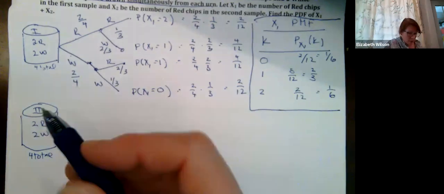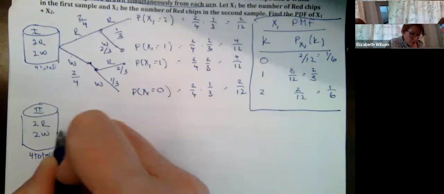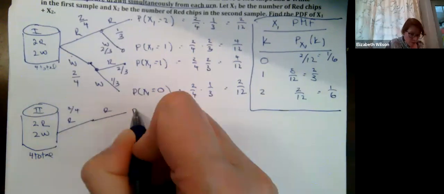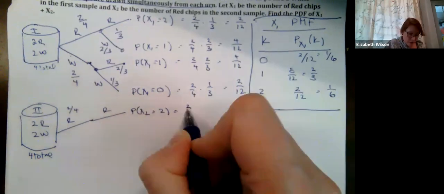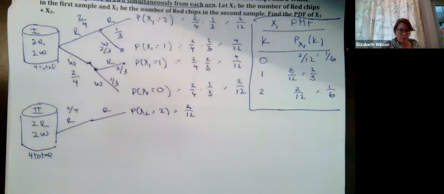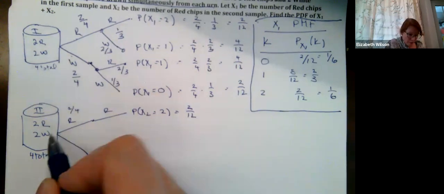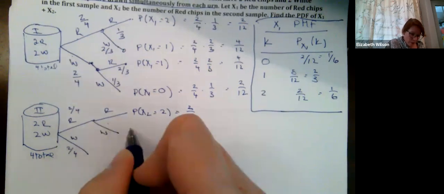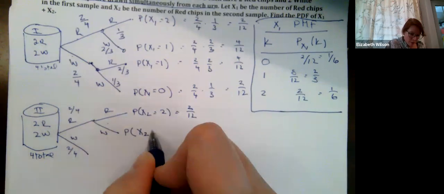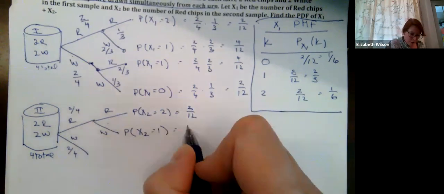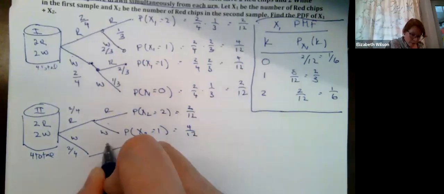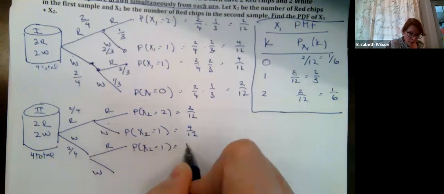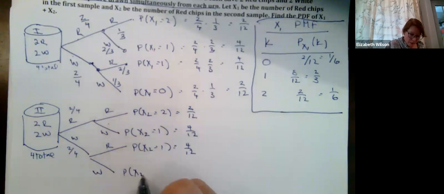So let's do this again. I've got a red. This is a 2/4, and then from here I can do another red. The probability that x2 is equal to 2 is 2/12. I'm not going to write out all of the math and all the steps like we did before, because we have it just up above. And the white, this is 2/4. This one goes off to red, and this one goes off to white. So the probability that x2 equals 1 is 4/12. The probability that x2 equals 0 is 2/12.